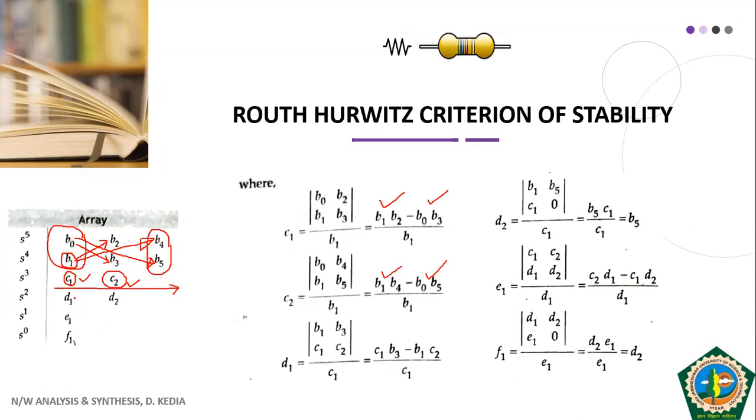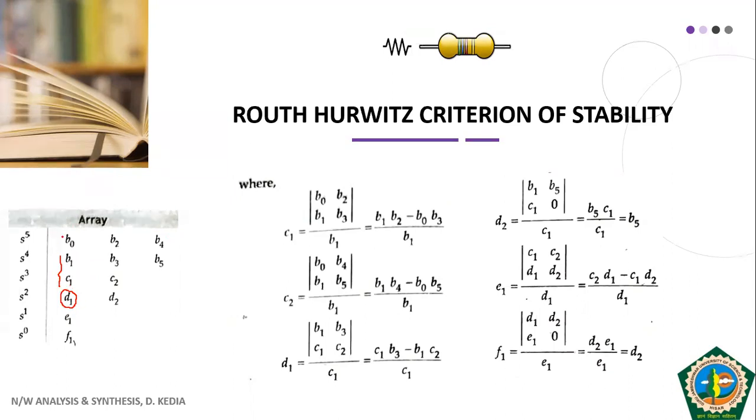Now we need to find out D1. Let me erase and then it will be clear. Now our objective is to find D1. In order to find D1, obviously D1 will be calculated from the upper two rows, like from these two.